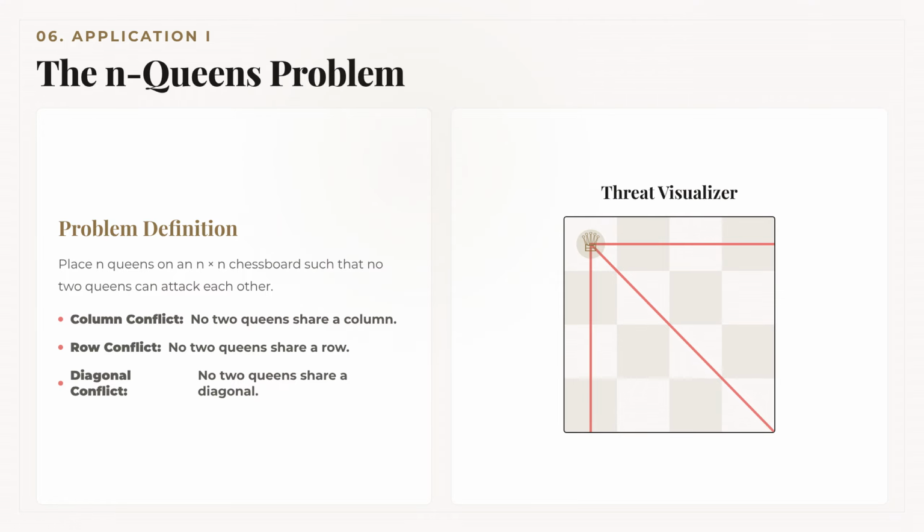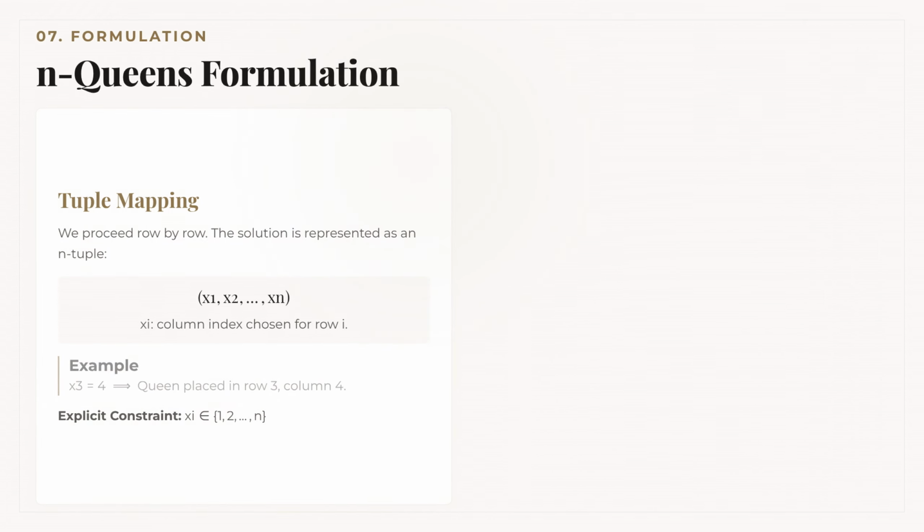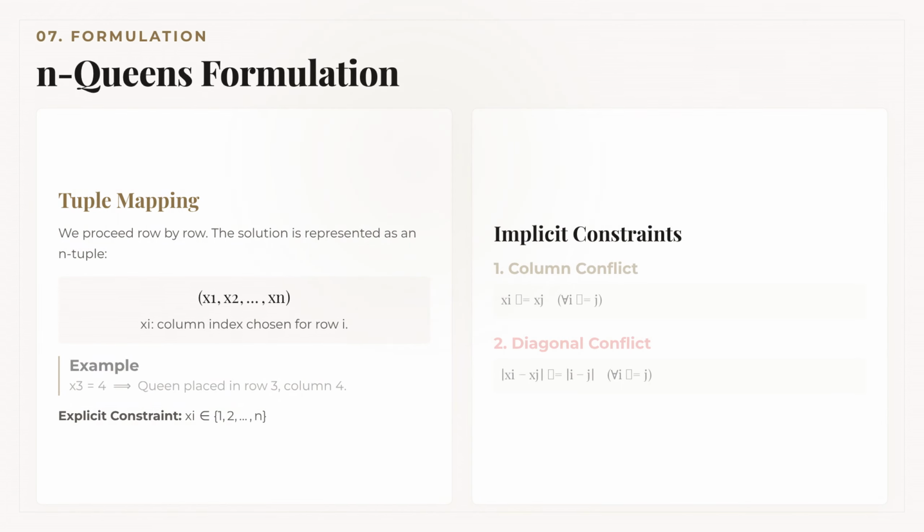To solve this problem using backtracking, we proceed row by row. Suppose xi represents the column position of the queen placed in row i. For example, if x3 equals 4, it means the queen in row 3 is placed in column 4. The explicit constraint is simple. Every queen must occupy one of the columns from 1 to n.